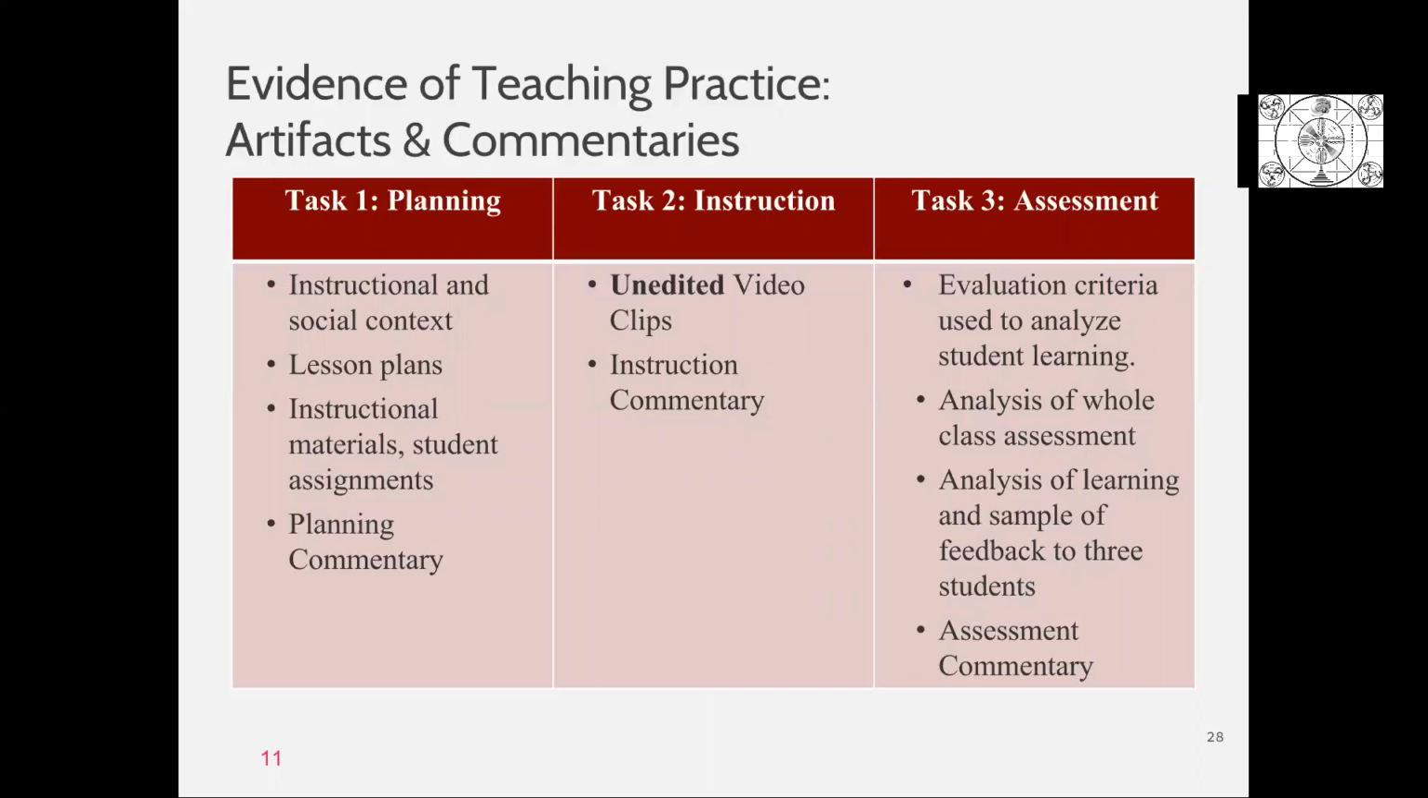For each of the 3 tasks, candidates must submit artifacts and complete commentaries. For task 1, candidates justify their planning based on their knowledge of the context and their knowledge of their students. They consider things such as academic, social, and emotional language development, and prior academic learning and lived experiences and personal, community, and cultural assets. Candidates must submit lesson plans for 3 to 5 consecutive lessons referred to as a learning segment, along with relevant instructional materials such as assignment handouts.